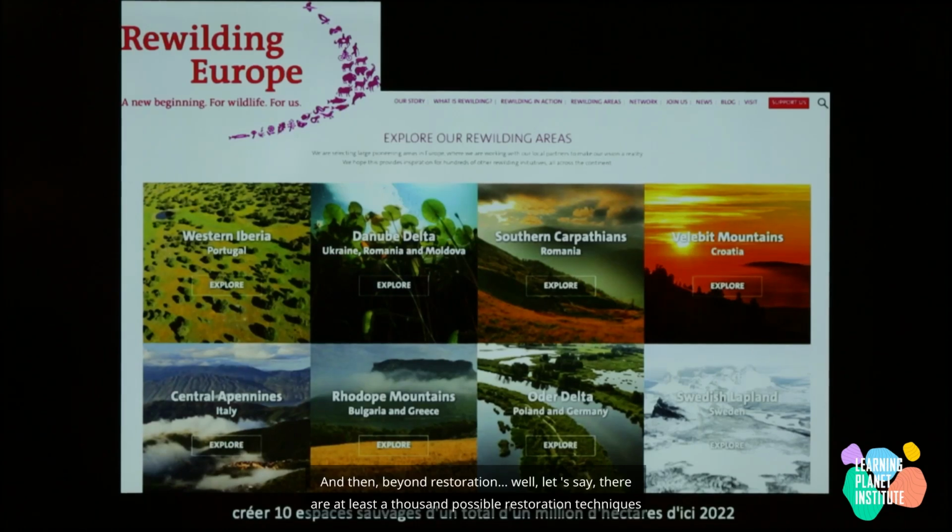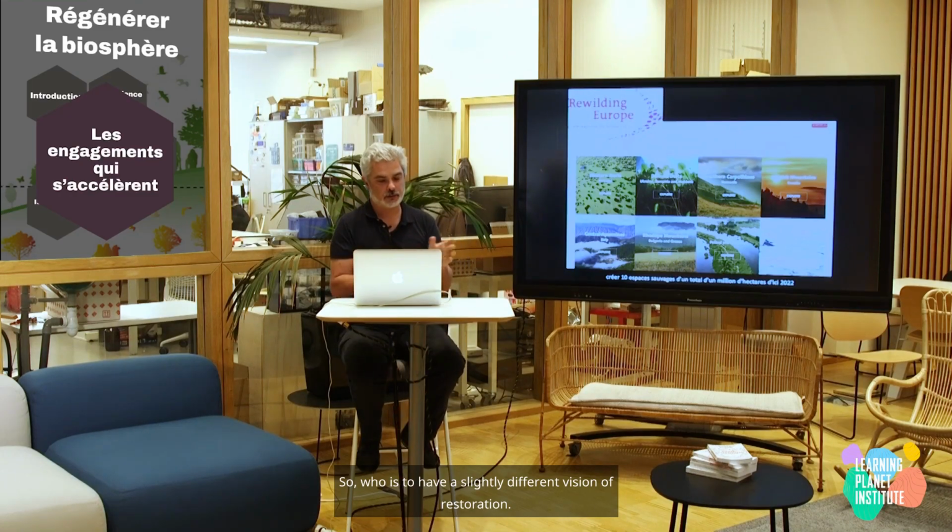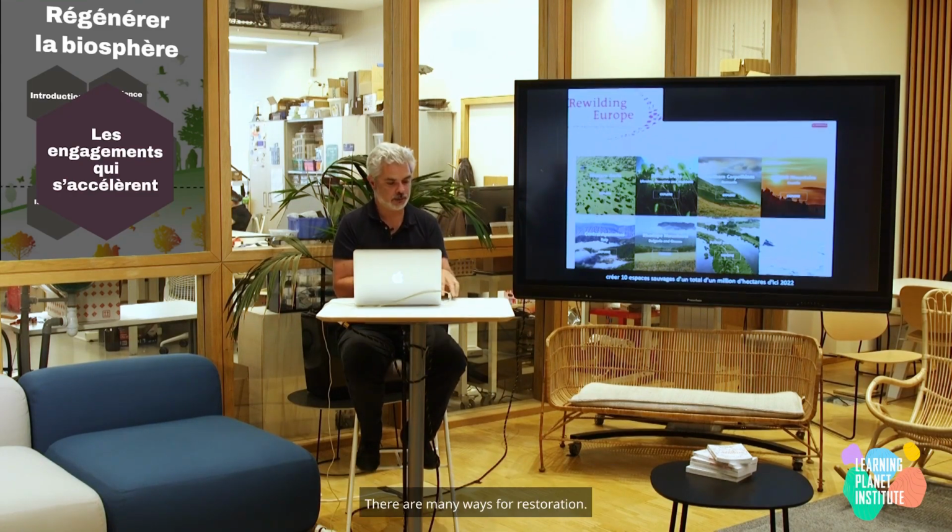And then, beyond restoration, well, let's say there are at least 1,000 possible restoration techniques, and there is one that is currently developing in Europe and gaining significant traction, which is rewilding. It has a slightly different vision of restoration. There are many ways of doing restoration.